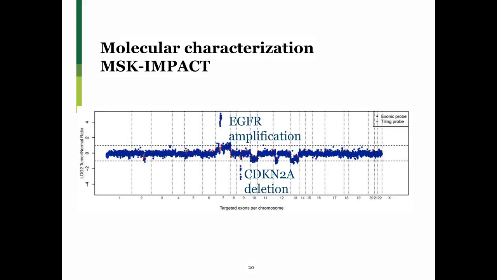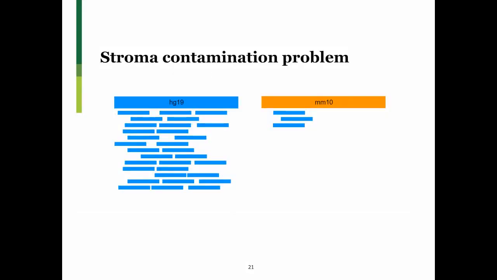One thing that all of these technologies rely on is alignment of nucleic acids and short reads to a reference genome. I already told you that these tumors are composed of nucleic acids from both the human cells, but also from the mouse genome.